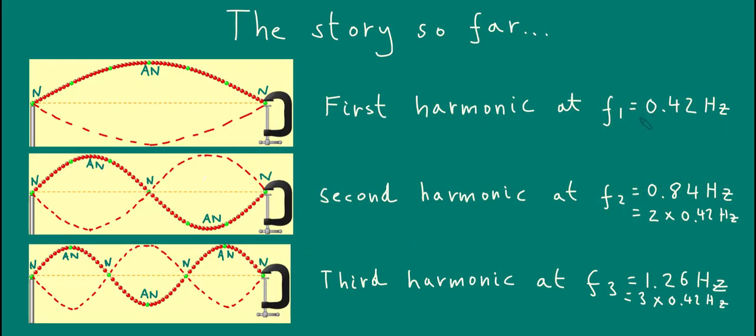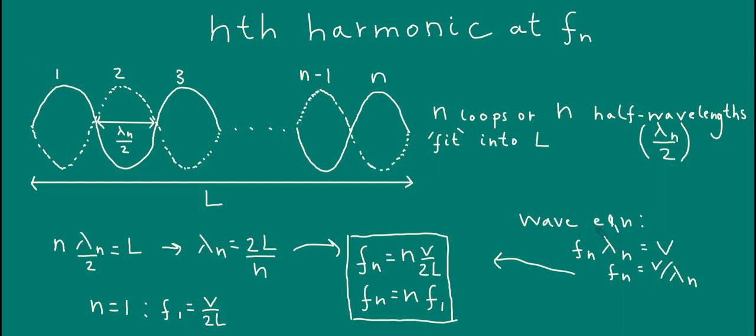So to remind you, we found here that the frequency of the second harmonic, so if n is equal to 2, is simply 2 times the frequency of the first harmonic, which happened to be 0.42 Hertz here. And the frequency of the third harmonic, so if we set n equal to 3, is equal to 3 times the frequency of the first harmonic. Okay, so we've really just proved or provided theoretical justification for that pattern.